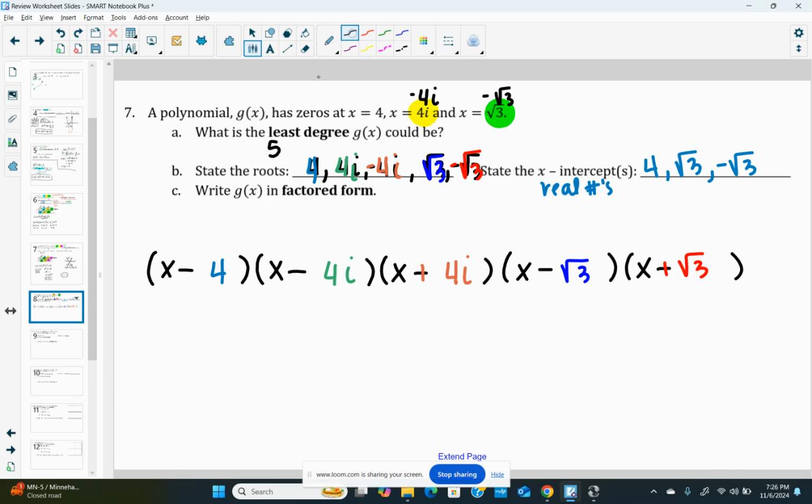So that's g of x in factored form, and you should write g of x in front of it. So let me just move this one over so I can write it. So we should have g of x equals that.